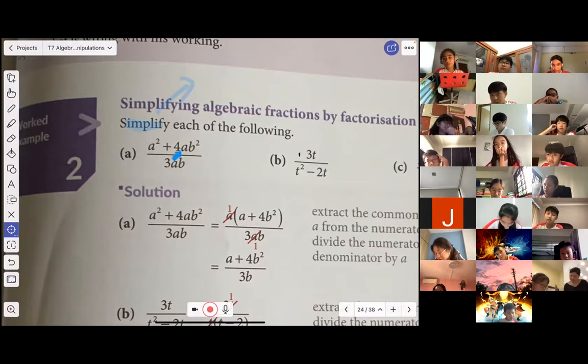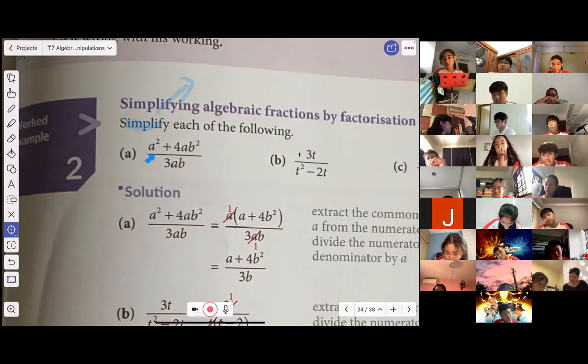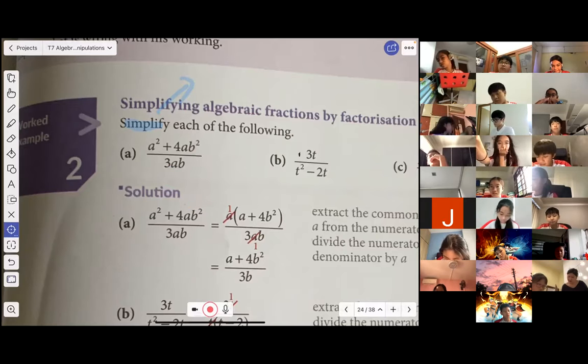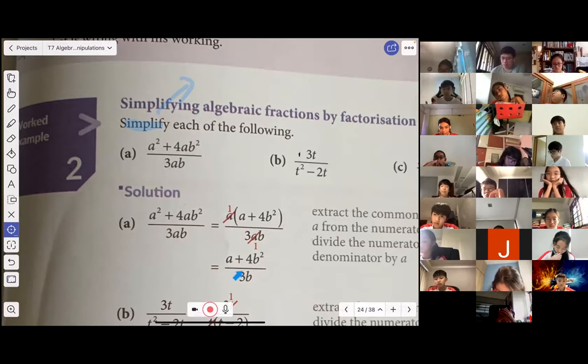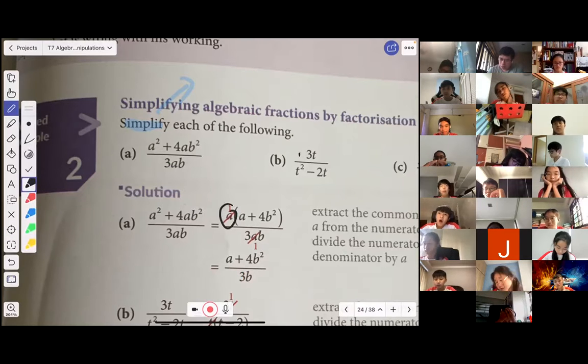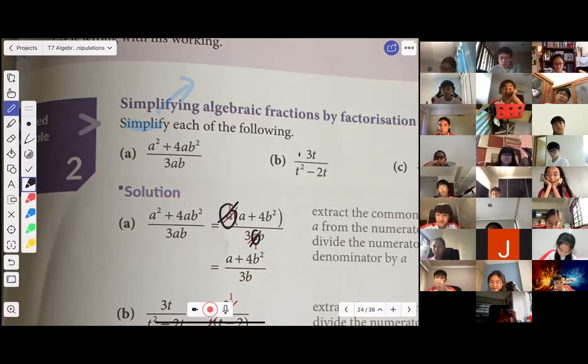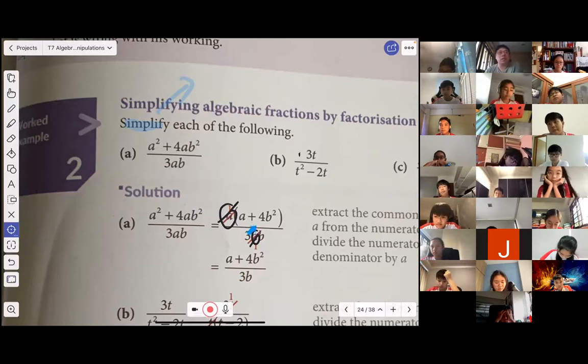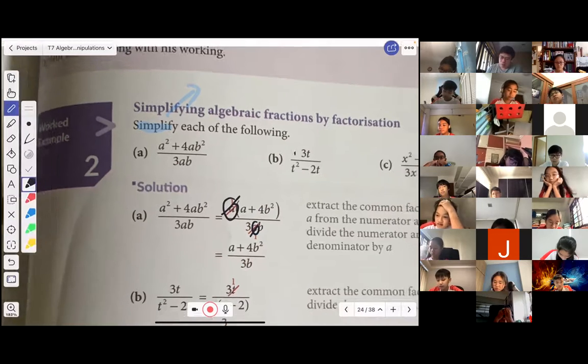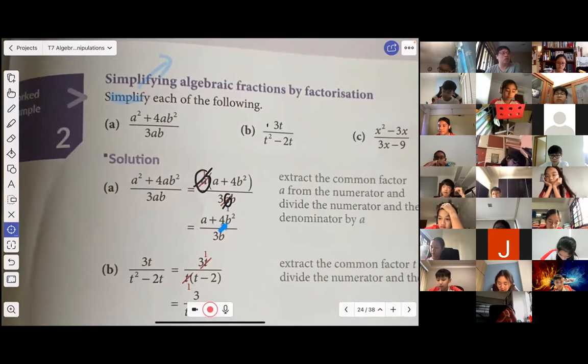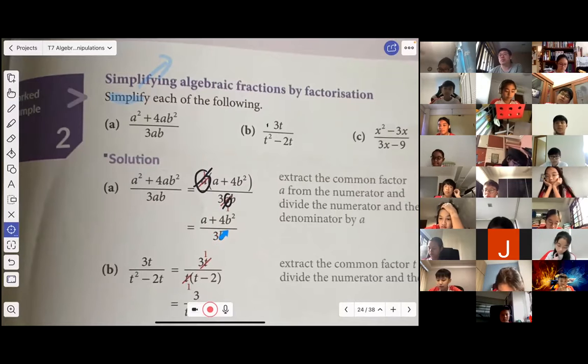A squared plus 4ab squared. If you observe, there are two terms. We pull out a common factor A. And you can see that the denominator also has a common factor A. So A and A are cancelled off. This is the cancellation that is done. It's the same as the one I did in the video which I sent you last night. After that, observe that there's no more common factor, and this is the answer in the simplest form.